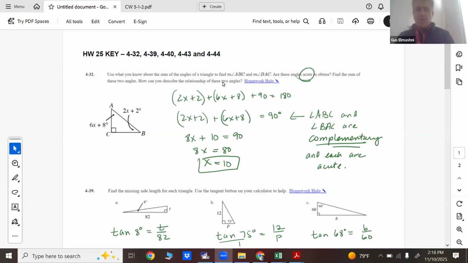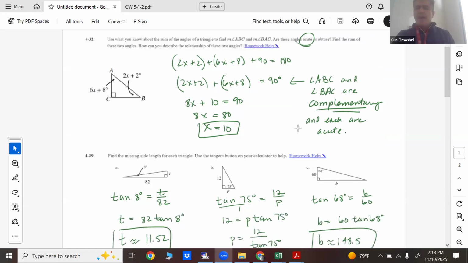They're asking are the angles acute or obtuse. Well, they have to be acute if you're having the right angle, right? And plus, if you prove it, you get 68 and 22. So of course they're acute. And they're also complementary. That's another relationship we could say because they have to add to 90. So you want to be able to recognize complementary angles. So that should be pretty straightforward.